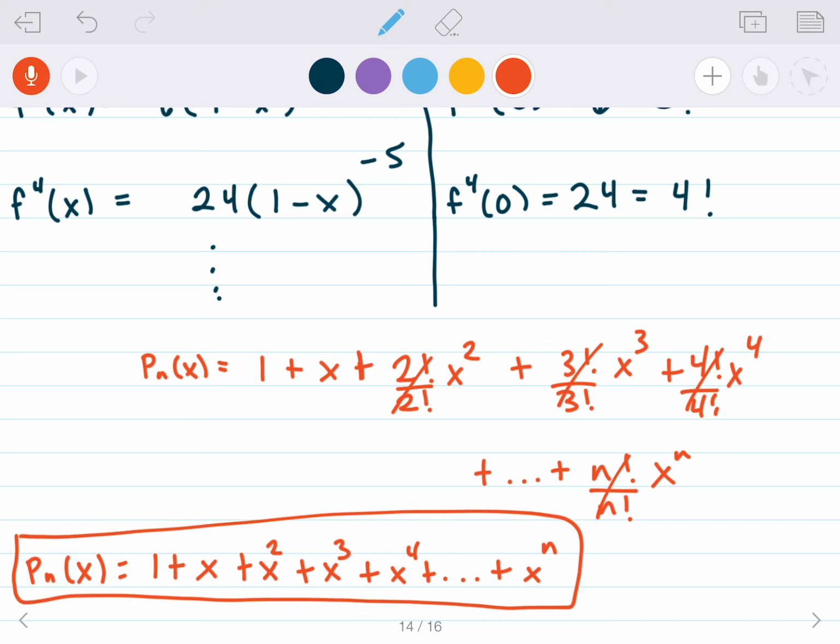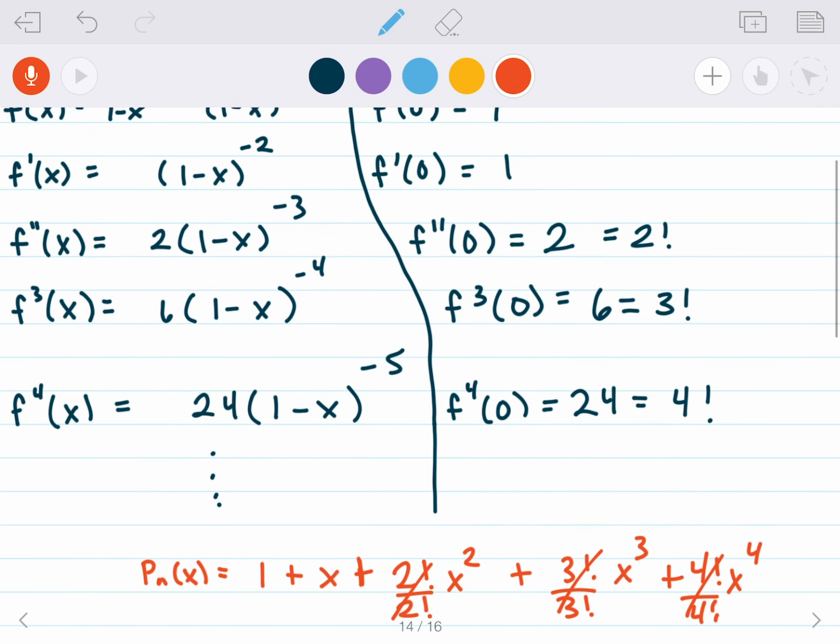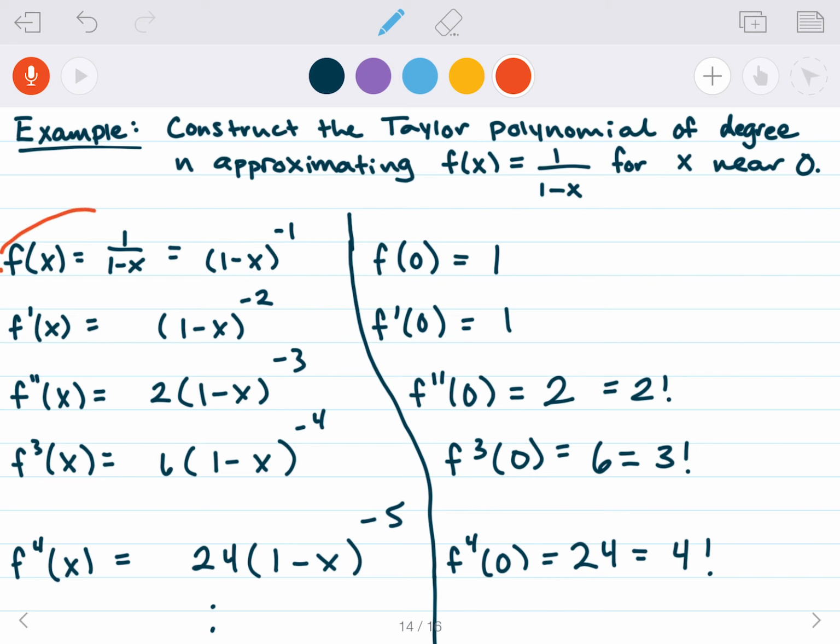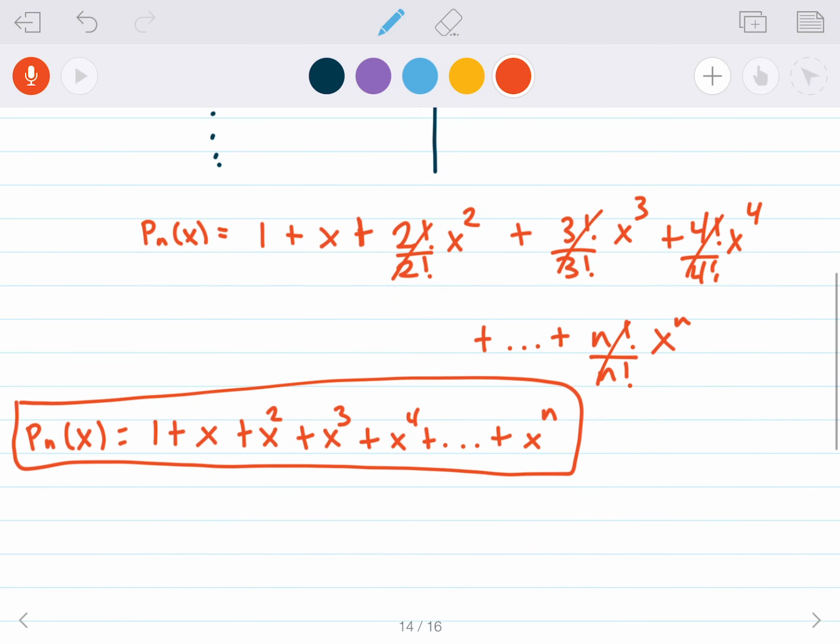So this is simply a geometric series with a common ratio of x, right? And what we're going to see next time when we actually talk about Taylor series is that we have an infinite series representation of this guy right here, and the domain is going to depend on where the geometric series converges. So, pretty cool idea. But yeah, that's our polynomial of degree n that approximates 1 over 1 minus x.